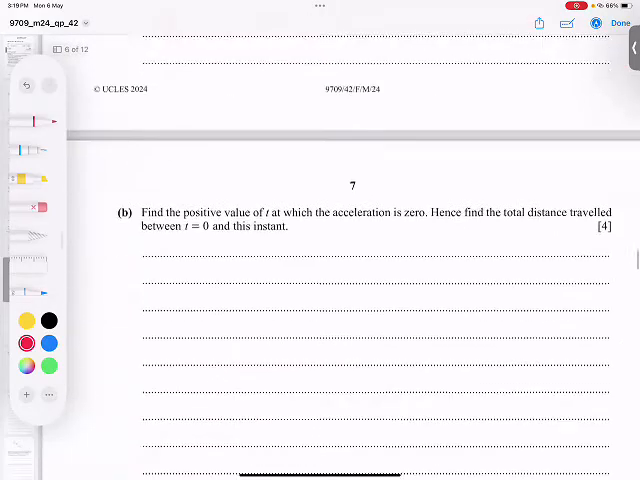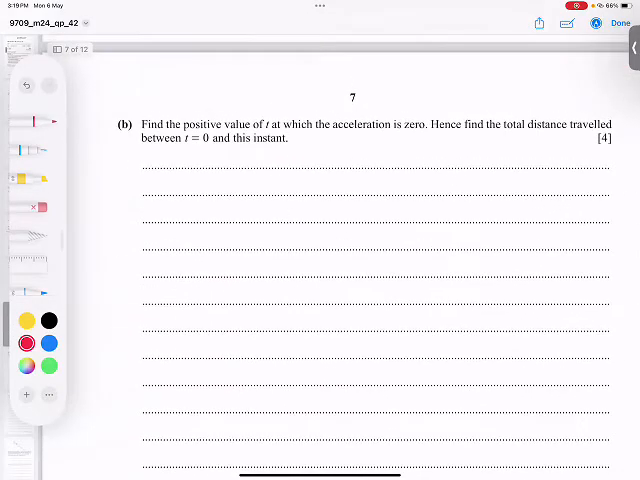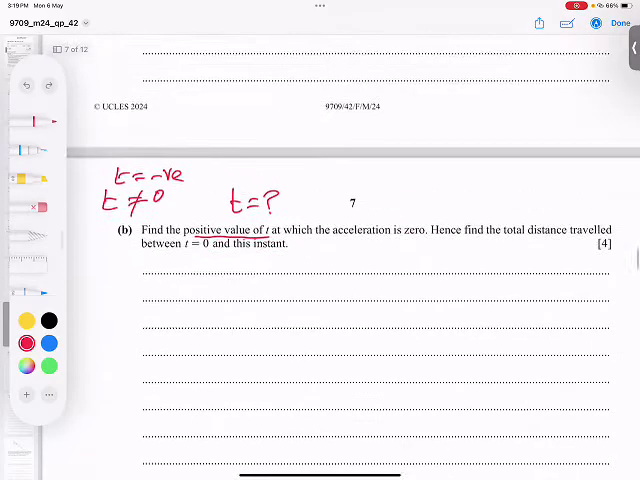Next part is we have a B. Part B: find the positive value of t. So t is our target. He said positive, so time cannot be equal to 0 and not even negative. Find t at which the acceleration is 0. And so first of all, acceleration.